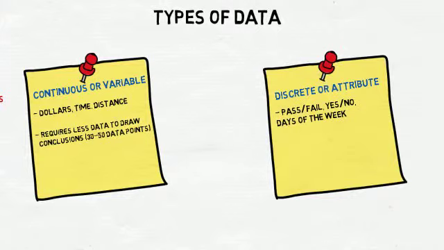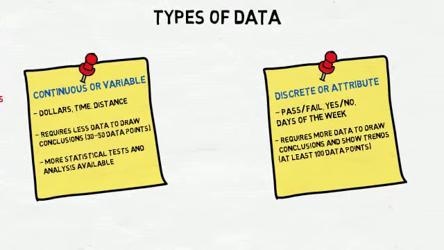Here are some rules of thumb to keep in mind as you are planning data collection. Continuous data requires less data to draw trends and to make conclusions. Only about 30 to 50 data points are needed if you have continuous data. Additionally, there are significantly more statistical tests and analysis that can be performed with continuous data.